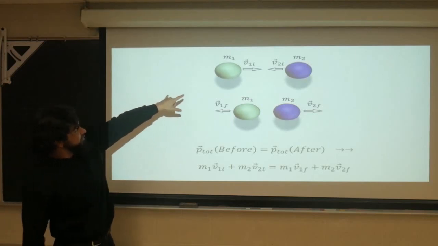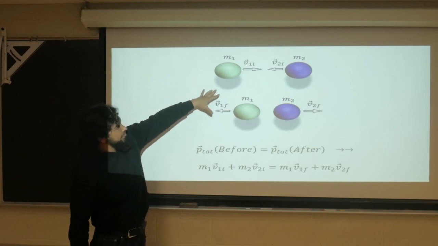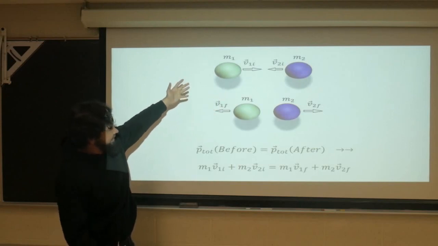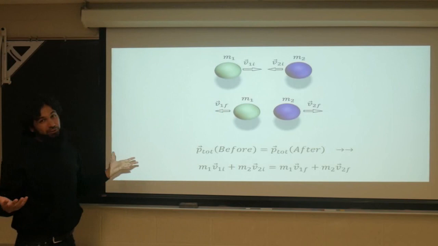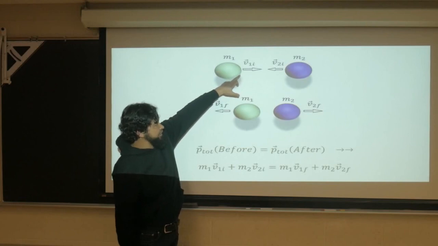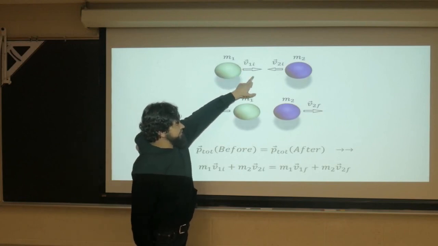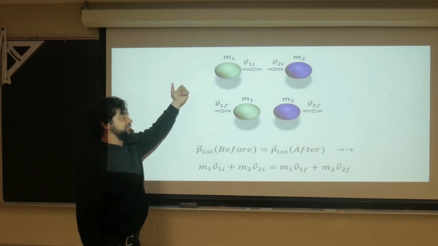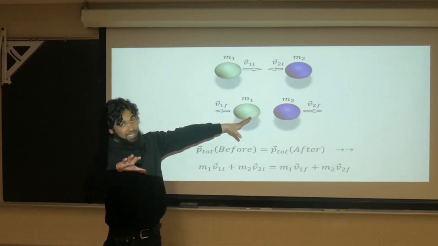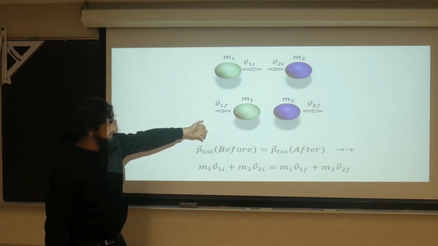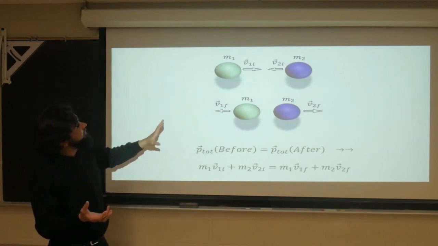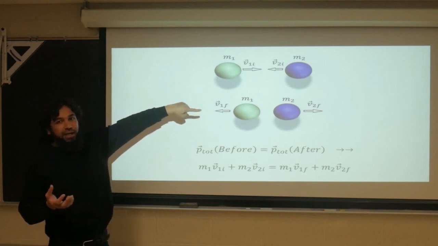We have two balls. The first ball is the green one with mass m1, and the other one is purple with mass m2. They are going towards each other, and of course they will collide after some time. The green one is going to the right with velocity v1i. The i means initial, so it has v1 initial velocity to the right, and the other one is coming to the left with v2 initial. After the collision, the purple one will go to the right in this case, and the green one will go to the left. For now we do not know how much v1 initial, v2 initial, v1 final, and v2 final are.